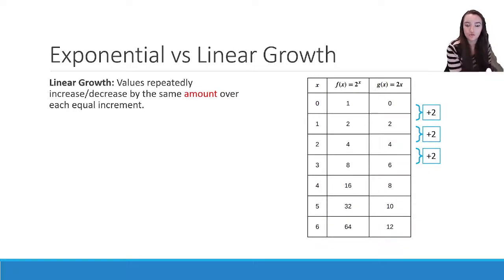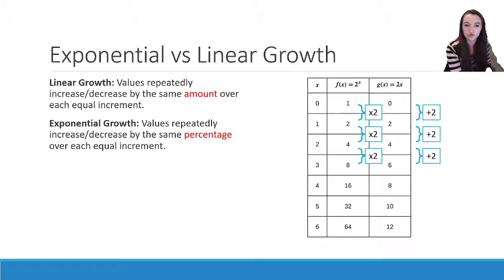So linear growth is defined by values repeatedly increasing or decreasing by the same amount over each equal increment. So we can see that we just add the same amount every time. We add 2, add 2, add 2, add 2, and so on. That's the pattern for linear growth.